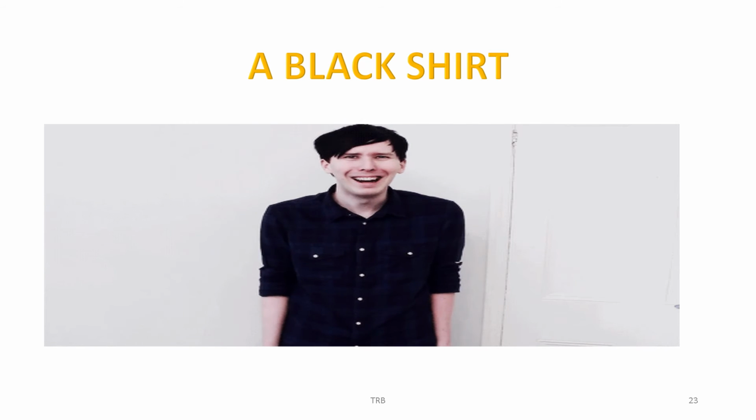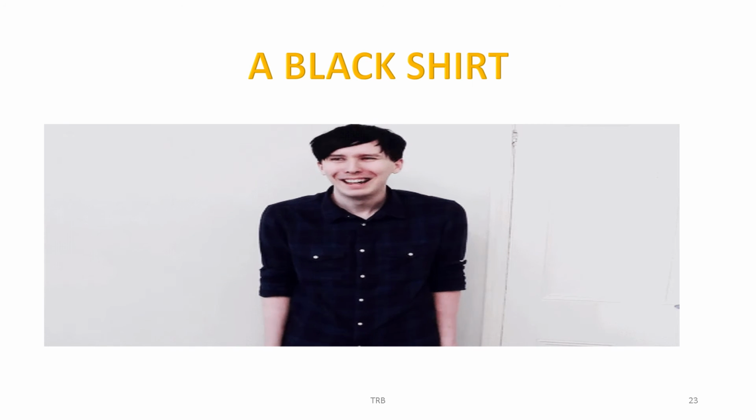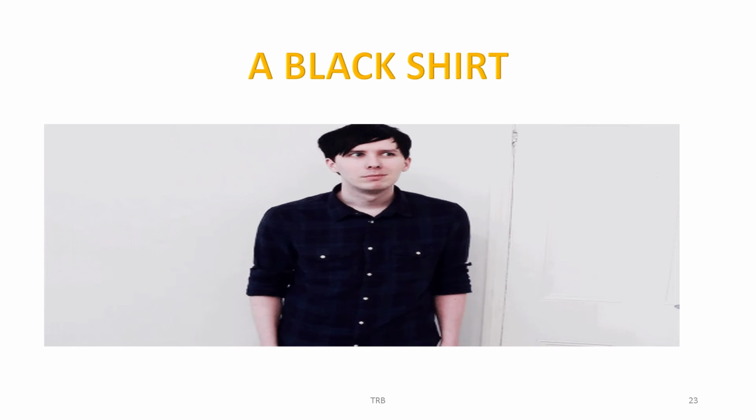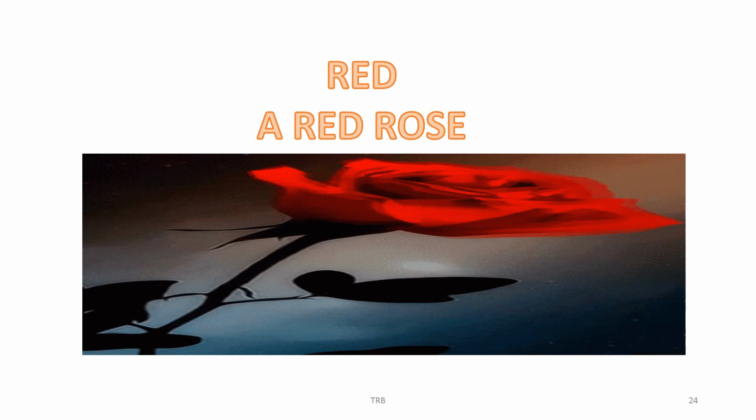Black shirt. We can say a shirt, but we are mentioning the color of the shirt. Black. So what is the describing word here? The describing word here is black. Red. A red rose. We can say only a rose, but what type of rose? What is the color of the rose? Red rose. So red is the describing word.